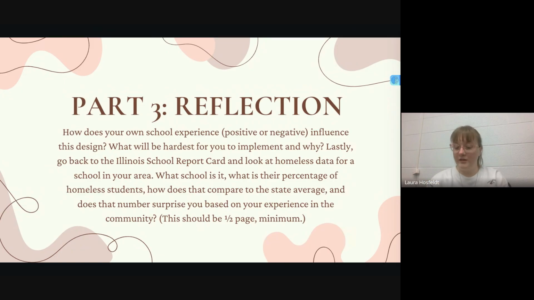What I want you to do is look and see, how does it compare to the state average? So the state average for last year, because the data is obviously a year behind because we don't necessarily have the data for this school year because it's still going on. So the state average for last year was 3%. How does your community's population basically relate to that, right? Is it higher? Is it lower? Is it the same, et cetera? Does that number surprise you based on your experience of living in your community?